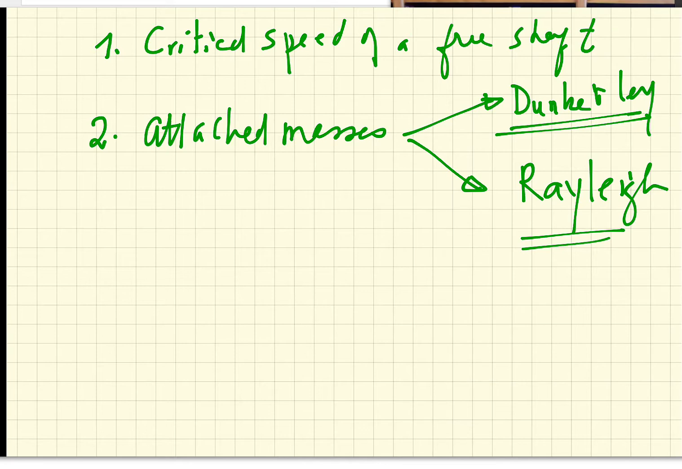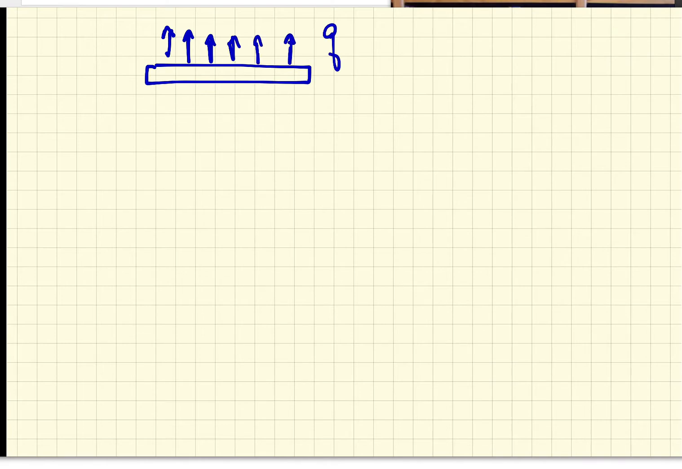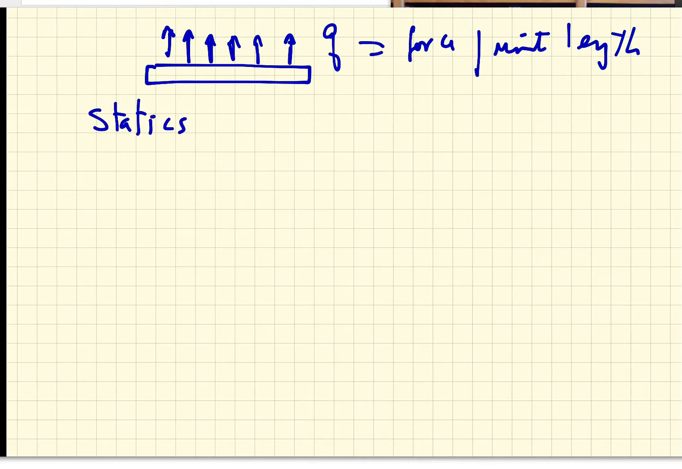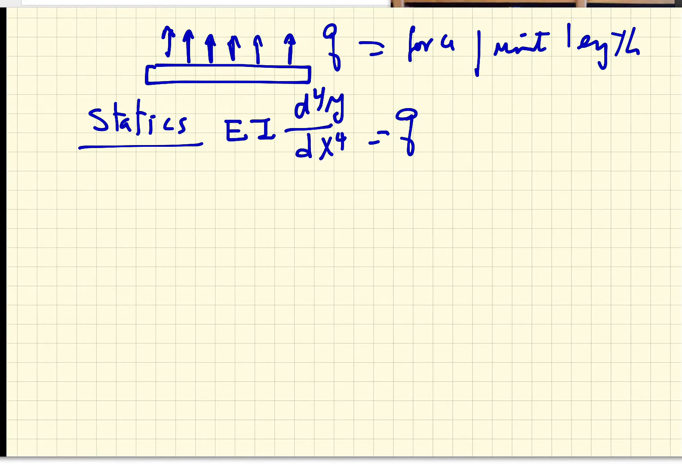The first idea here is that I have a shaft, and the shaft is under distributed forces. Let's say we have a distributed load here, a load per unit length Q, and this will be the force per unit length. And we know from our background that in statics, the load per unit length is balanced by the elastic energy in the beam, which is E times I times d4y by dx to the power 4, where y is the vertical deflection.